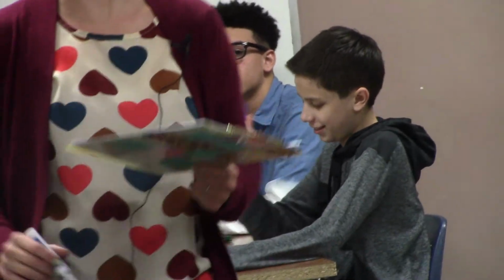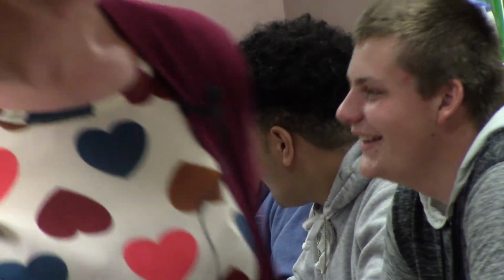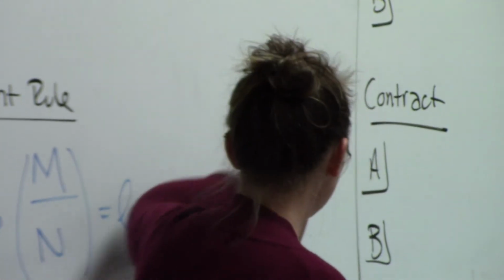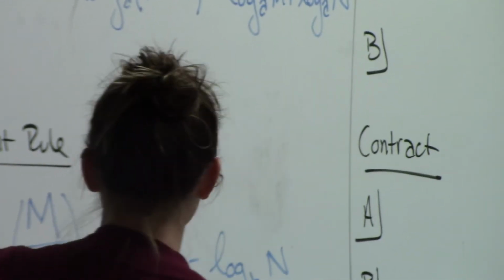Okay, so we're going to use these properties to both expand logarithms and contract logarithms. So what we need to notice is that this equal sign kind of means that if we start with something that looks like this, we can expand to something like this. If we start with something that looks like this, we can contract it to something like this.